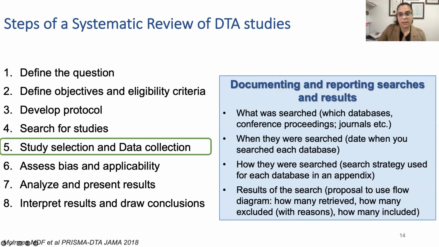So as a fifth step, we move forward to screen the relevant studies that we identified, and then the data abstraction. The screening process to decide the relevance of the studies is usually conducted by two peer reviewers independently. And again, we require a good agreement between the two peer reviewers. All these steps should be documented in the final paper, and of course, following the PRISMA for DTA systematic reviews guidelines.